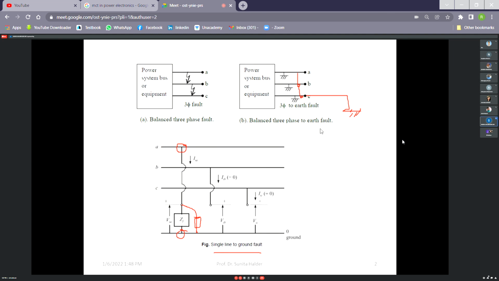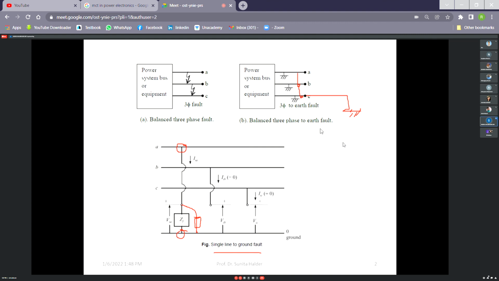We can analyze per phase basis for the balanced three-phase fault. The unbalanced fault or asymmetrical fault means the current in three different phases are different. So the system is unbalanced, and we cannot analyze the circuit using the per phase analysis. In that case, we have to take the help of symmetrical components.